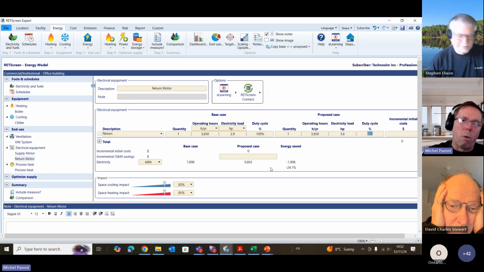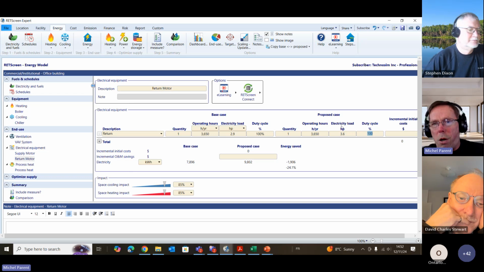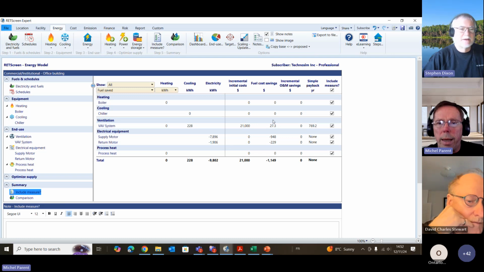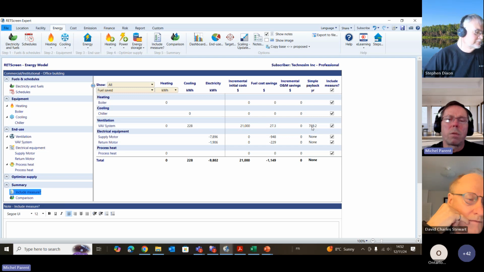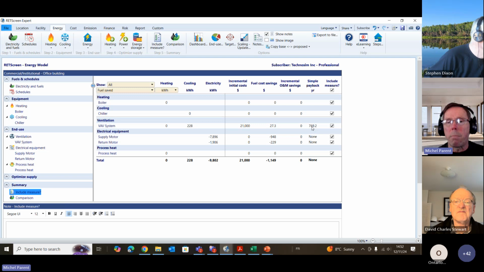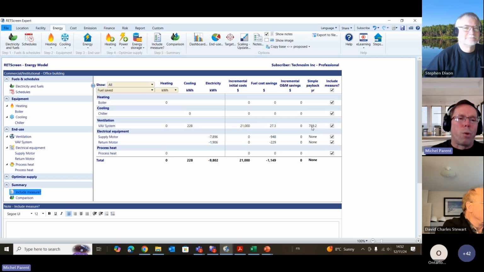So now I almost made a mistake by correcting the base case. As you probably noticed, I didn't correct the proposed case. Now, if I go back to my include measure, we see that as before, actually, we're a little better than the constant volume system. The constant volume system had negative total savings and negative total cost impact. In this case, we are still having a 769-year payback. So obviously you would never do that.